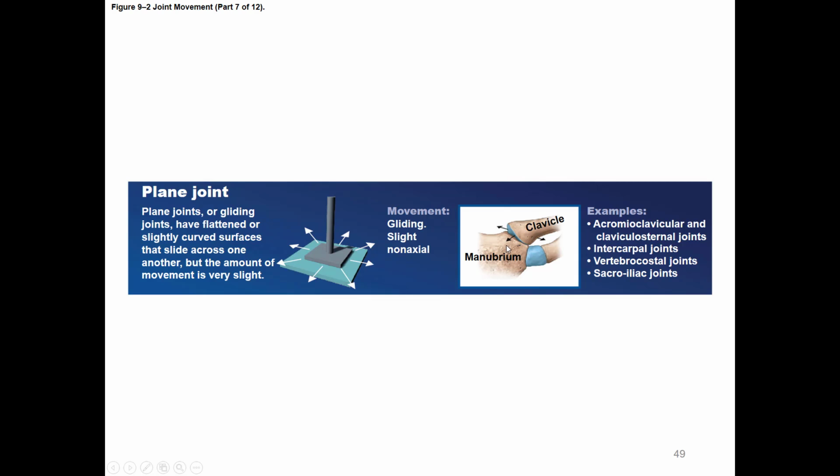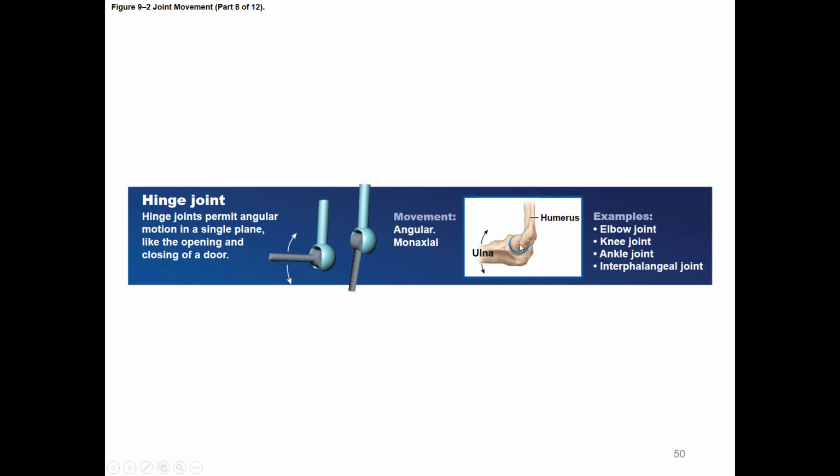We can also see this between the sternum or breastbone and the clavicle. So if you lift your shoulder up and back down again, your clavicle will do a little bit of gliding across the sternum, but again, it's nothing dramatic. A hinge joint is like it sounds, a hinge. Open and close, like the elbow. The knee would be another great example of a hinge joint.